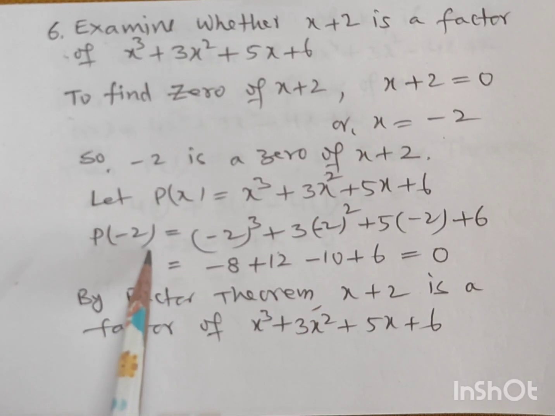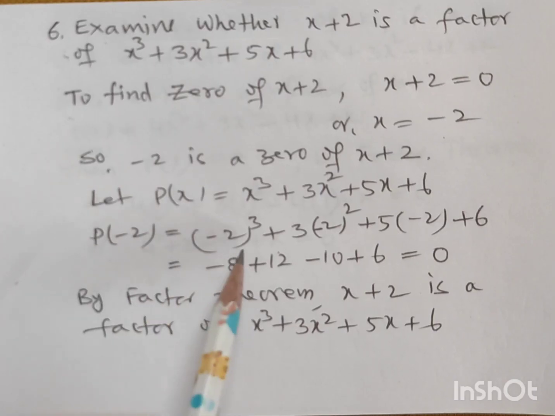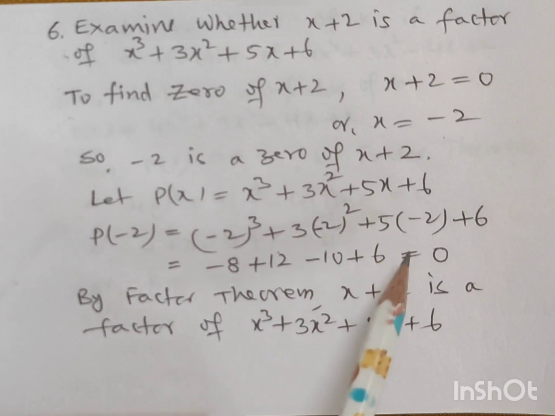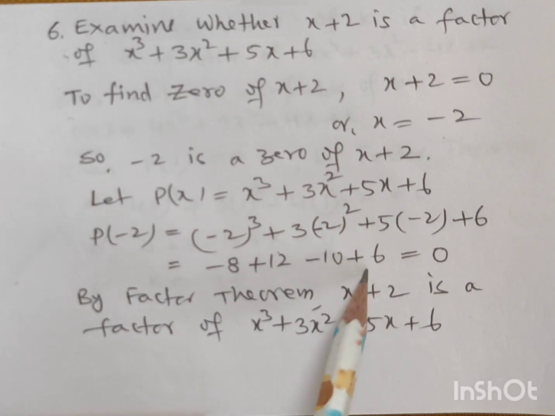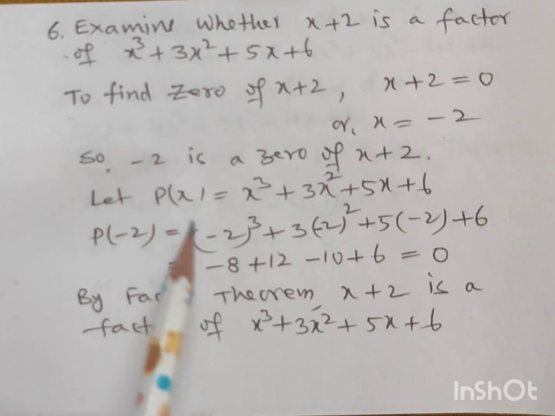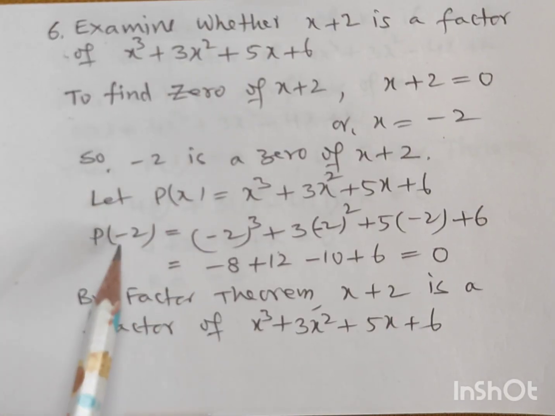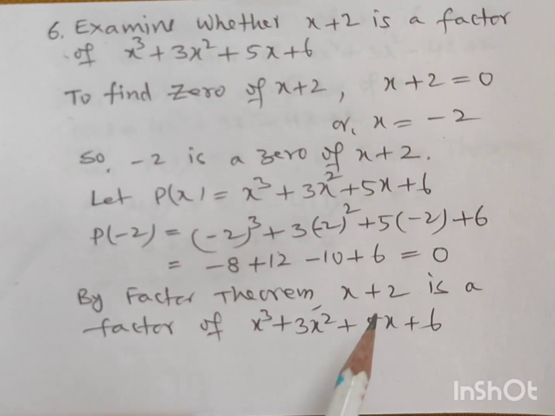So p(minus 2) equals, we put minus 2 as x everywhere. We simplify it and we get 0. Now since p(x) is equal to 0 at the value minus 2, by the factor theorem we say x plus 2 is a factor of this polynomial.